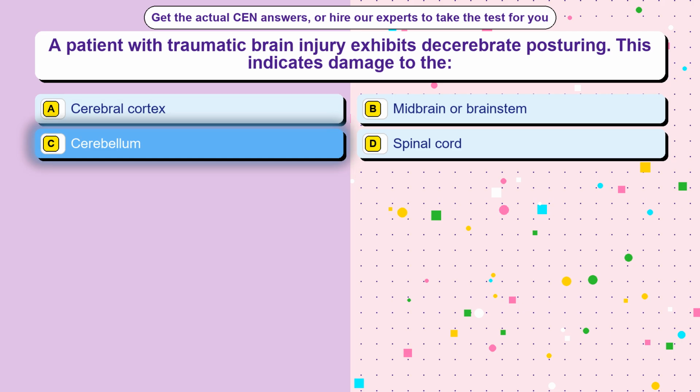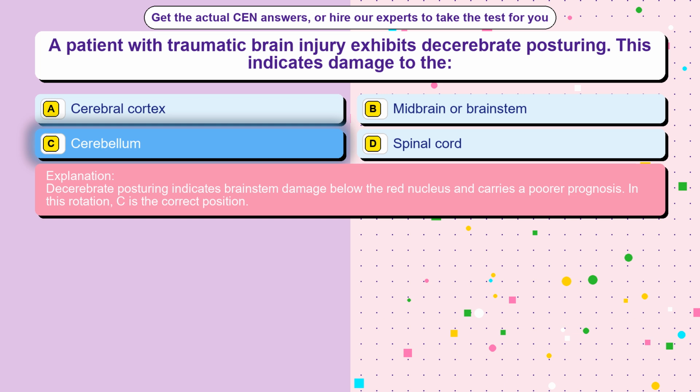Option C, cerebellum. Option D, spinal cord. The correct answer is option C. Cerebellum. Decerebrate posturing indicates brainstem damage below the red nucleus and carries a poorer prognosis. In this rotation, C is the correct position.